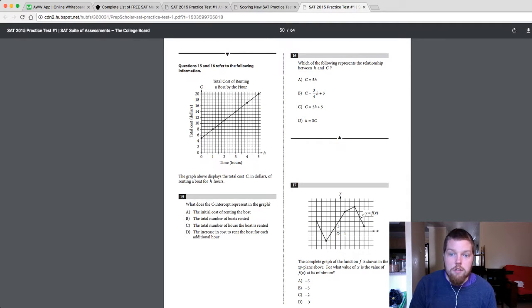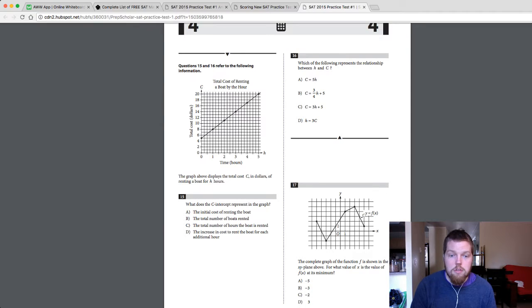So when it says represents the relationship between h and c, h is our input value, or our independent variable, time. And the cost is the dependent variable, which depends on how many hours you rent the boat for, which is c. And we can write a mathematical equation that defines the relationship, which is this function, sorry, not b, this function, c.